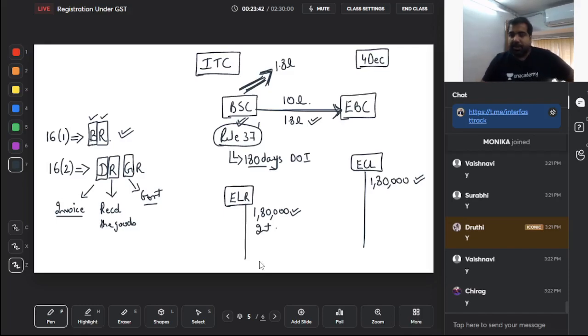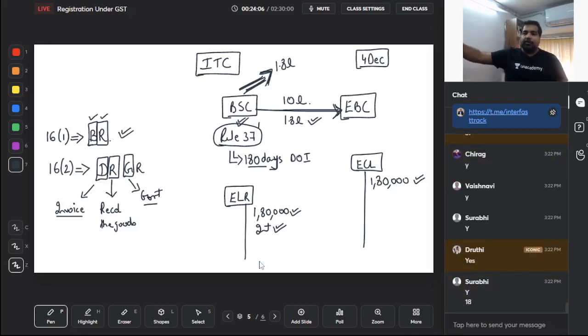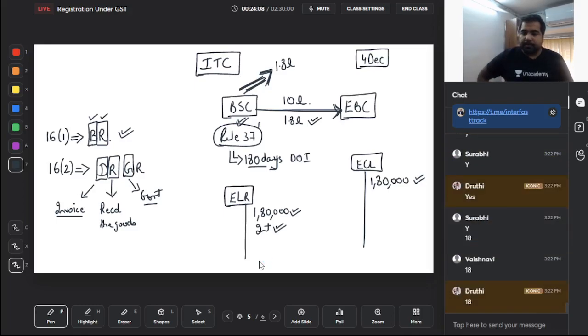So guys, please tell me yes or no. Can I take the credit today only without making payment? Yes. But I need to make payment within how many days? 180 days. So which rule tells us? Rule 37 says that the recipient should make the payment within 180 days. If the payment is not made, will I have to reverse the credit? Yes. And will I have to also pay interest? Yes. At what rate? At 18% from the day you avail it till the day you actually pay.